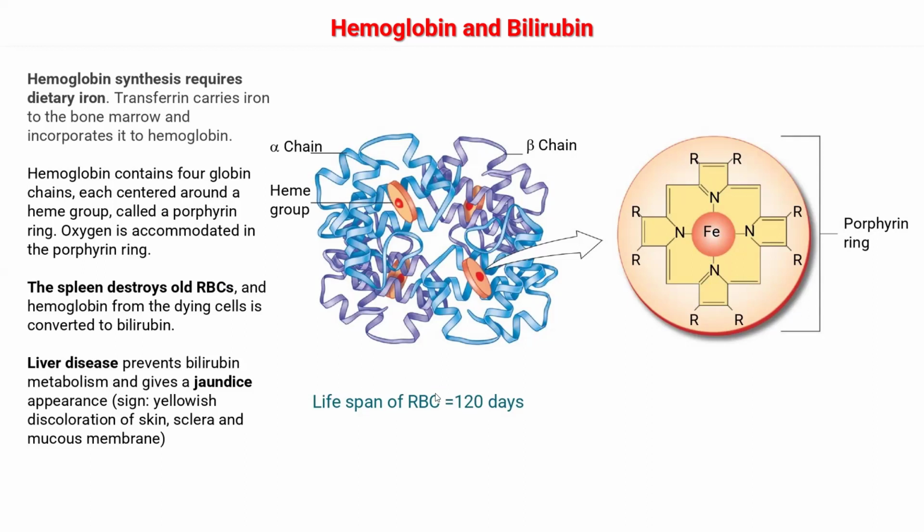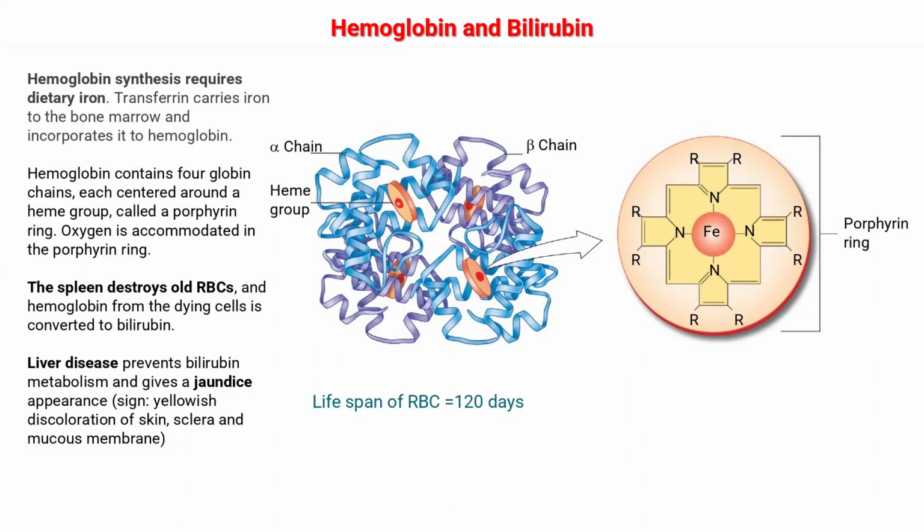The spleen destroys old red blood cells. The normal lifespan for red blood cells is about 120 days. After that, they will be destroyed. And hemoglobin from the dying cells is converted to what? To bilirubin. Bilirubin is one of the pigments found in blood. Liver disease prevents bilirubin metabolism and gives jaundice. What is jaundice? It is a yellowish discoloration of skin, sclera, and mucous membranes. And we have seen a picture of that in our last lecture when we were talking about integumentary screening.